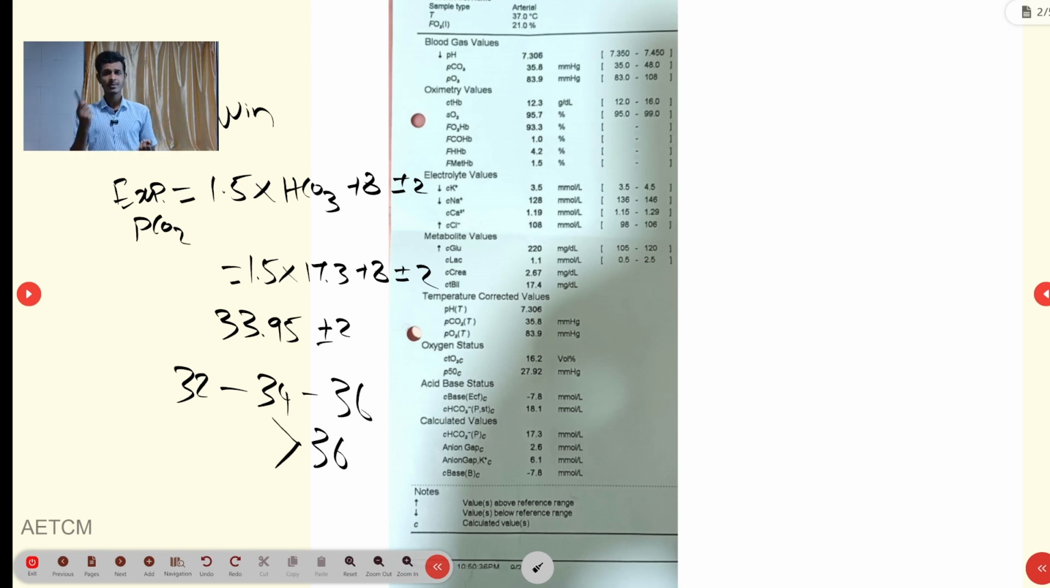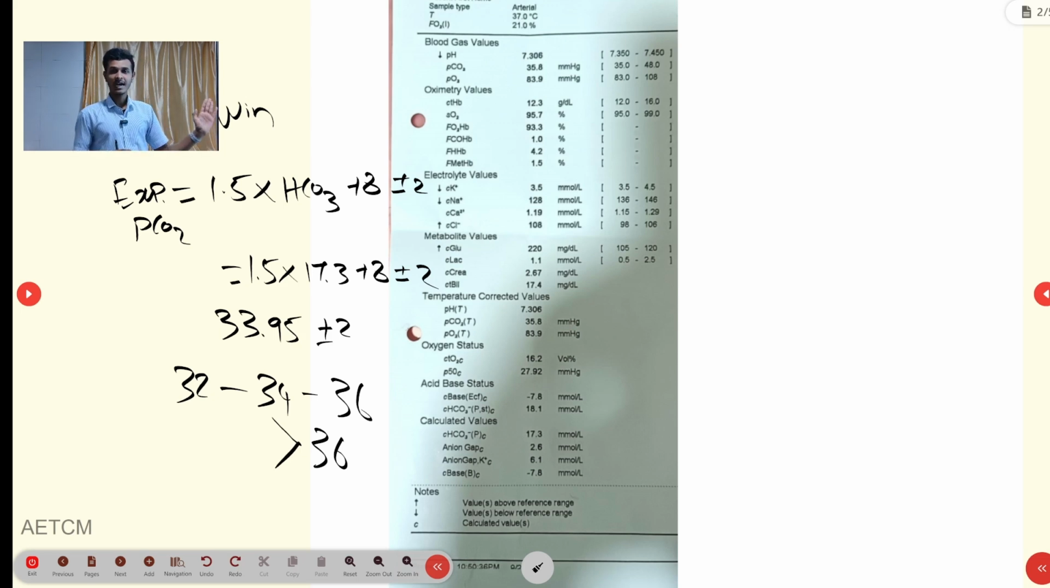So in step 1, we check the pH and then PCO2, HCO3, and base level. In step 2, we calculate the Winter's formula, meaning the compensatory mechanism. Winter's formula will give the expected PCO2 level. If the expected PCO2 level is the same as your PCO2 level which we are seeing in your ABG paper, it is indicating a correct compensatory mechanism.